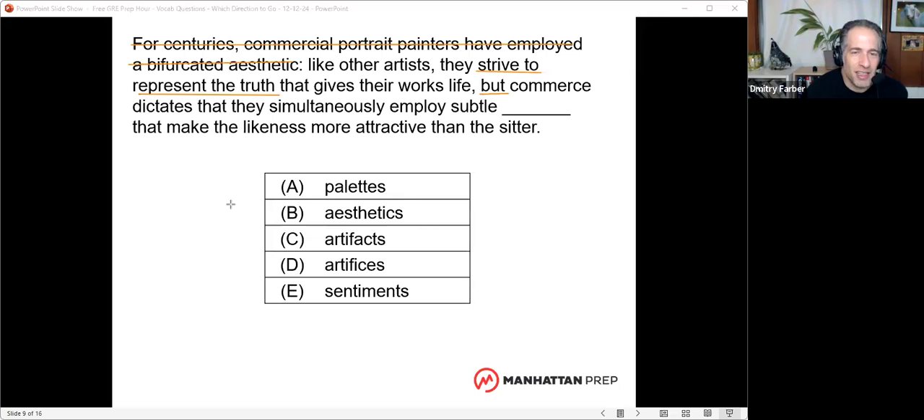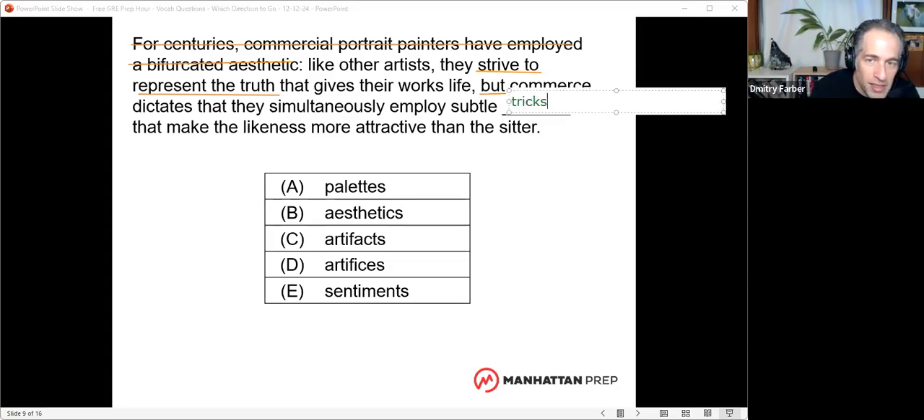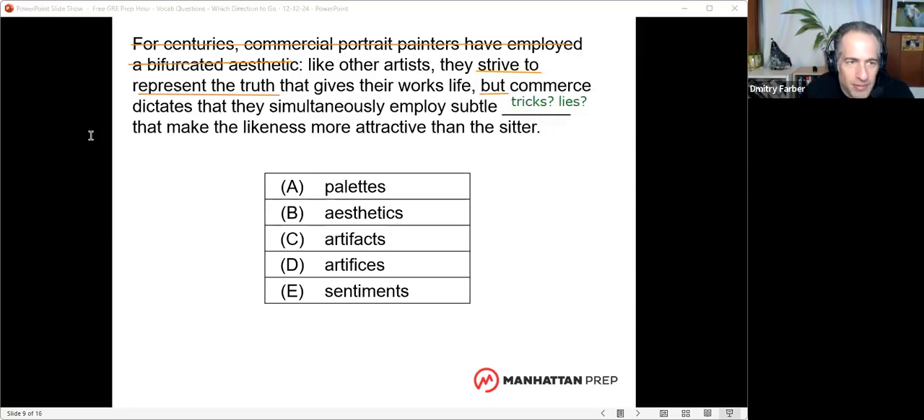So there's an interesting bit of contradiction there. And so what we can see is there's almost a paradox or a conflict between two goals. So I need something that's, you know, maybe tricks, lies, something that goes against being truthful. And in that case, I can get rid of some of these answers.